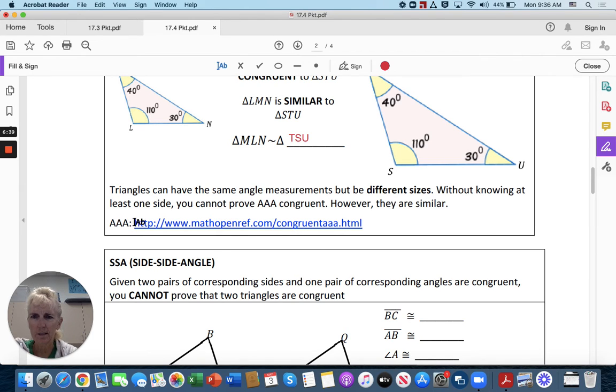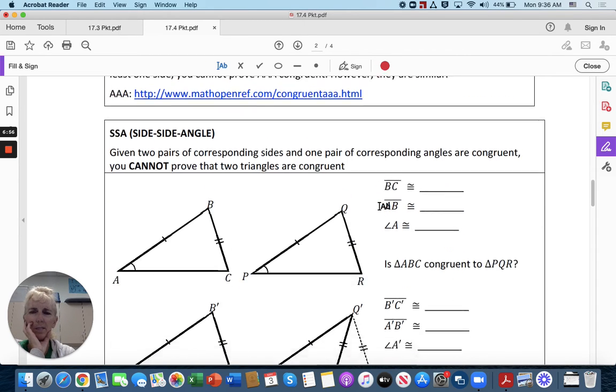And I was going to see if I could bring that up just to see what it is. Can't seem to bring it up. mathopenref.com. Okay, just know that they wouldn't be congruent, they would be similar.